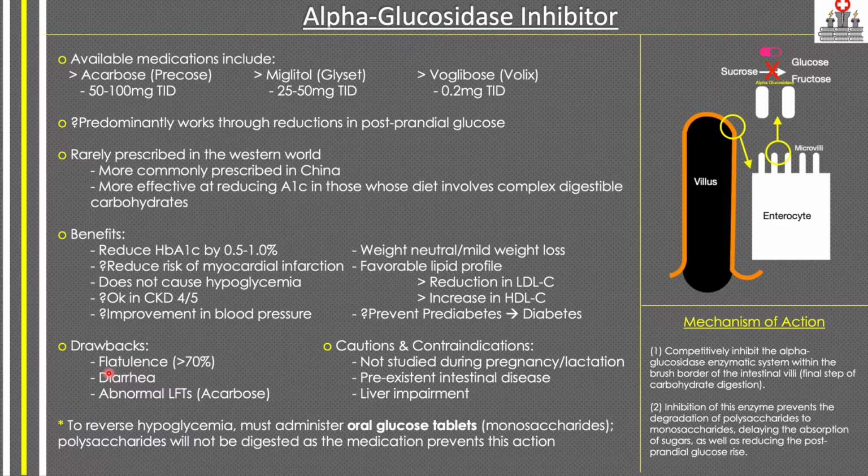As I've spoken about, the drawbacks: the most common complaint is the flatulence, which is seen in more than 70% of patients, most of whom will discontinue the drug as a result. That's also associated with diarrhea. And acarbose has been shown to lead to a rise in liver function tests. We don't know if this is clinically significant or not, but perhaps in a patient with already abnormal LFTs, you may not want to prescribe this drug, and that should be a caution, so in a patient with liver impairment.